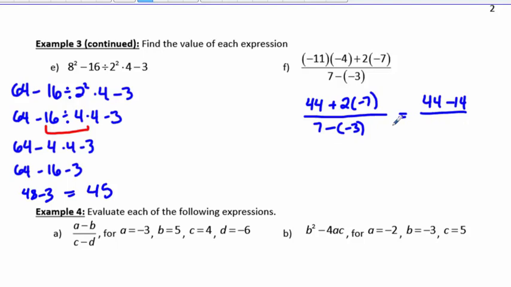And then divided by, let's go ahead and change that to a plus in the bottom. 7 plus 3. So in the top, 44 minus 14 is 30. On the bottom, 7 plus 3 is 10. This one divides evenly out to give us 3.